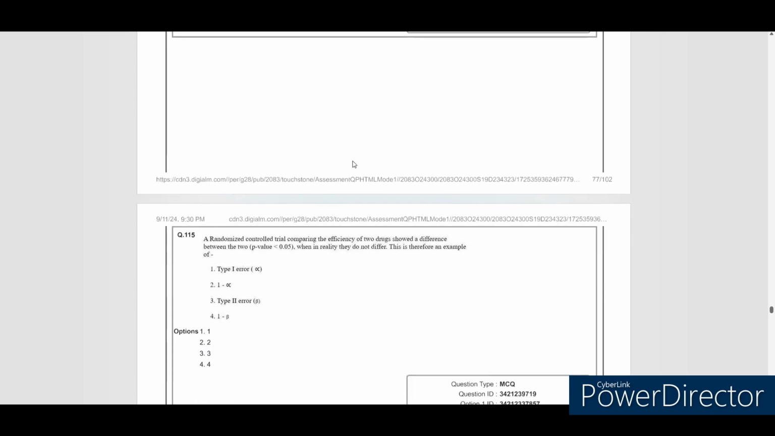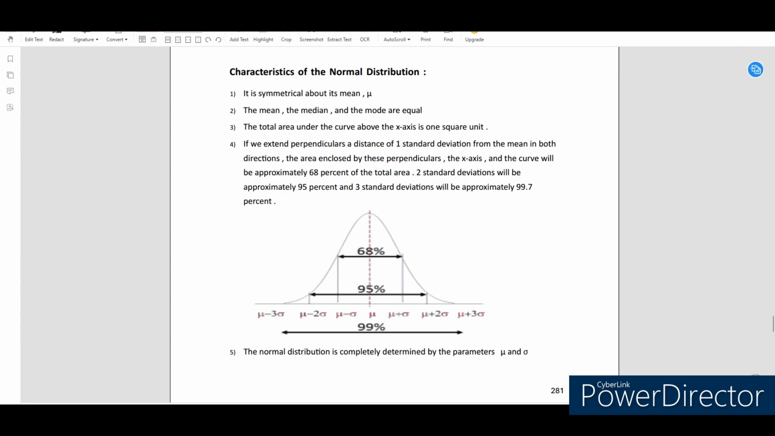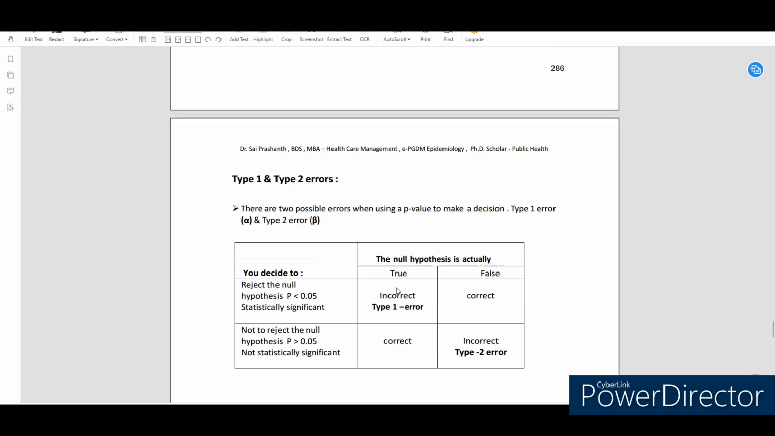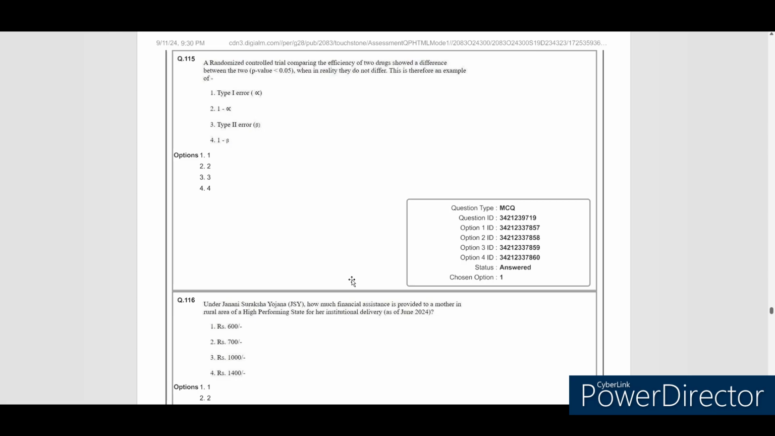And now coming to question number 115. This is also a very direct question. I'll go back to my material. So this is the table where you can see type 1 and type 2 errors. Type 1 error is nothing but the null hypothesis is actually true in reality, but you decide to reject the null hypothesis. And the opposite to this is the type 2 error. So I think it is very easy to answer this question.